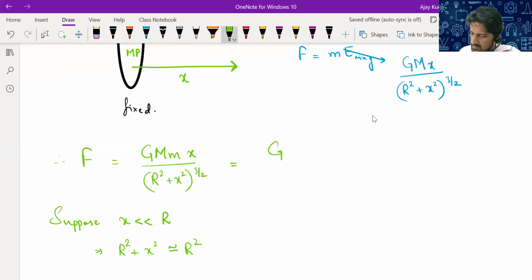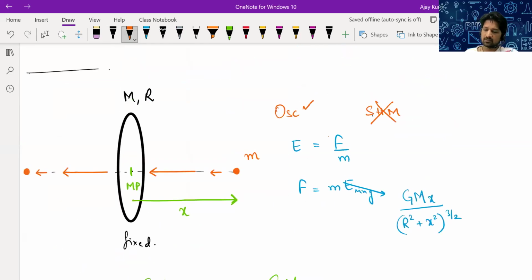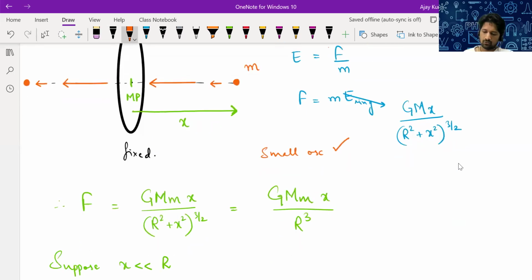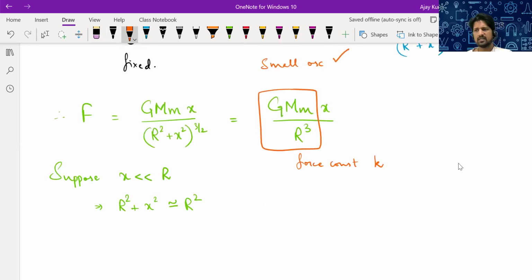Then the force becomes GMmx divided by denominator (r square) whole power 3 by 2, that is r cube. Now you see that the force is proportional to x. Therefore, generally this is not SHM, but for small oscillations, this is SHM. In case of small oscillations, this particle will execute simple harmonic motion. And you got force proportional to displacement. So this now becomes the force constant, K. And you know force constant and mass. If you know K and M, you can tell omega, you can tell the time period of oscillation.